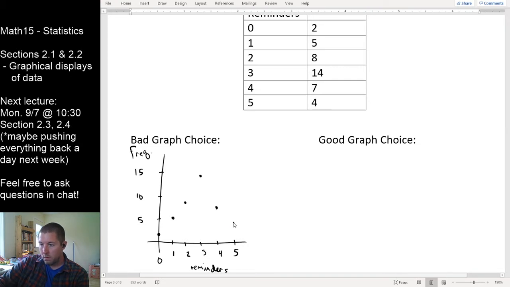4. So what the book does is they proceed to draw the lines that are in between each of these dots.